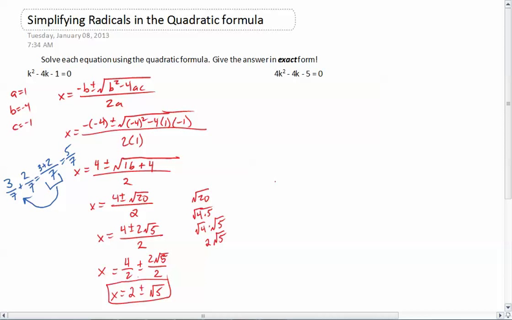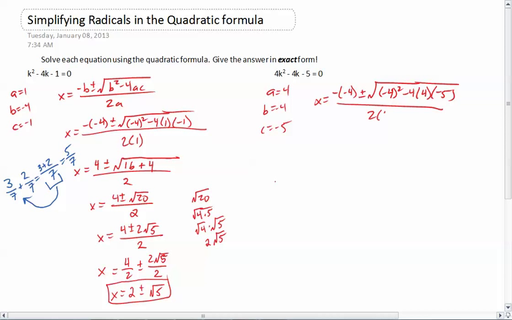Let's go ahead and look at one more really quick. So we're going to go a equals 4, b equals -4, and c equals -5. So we're going to go x equals negative b plus or minus the square root of b squared minus 4 times a times c all over 2 times a.